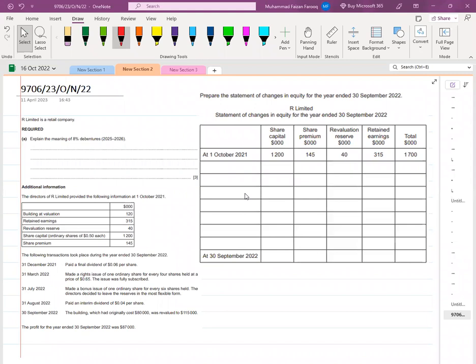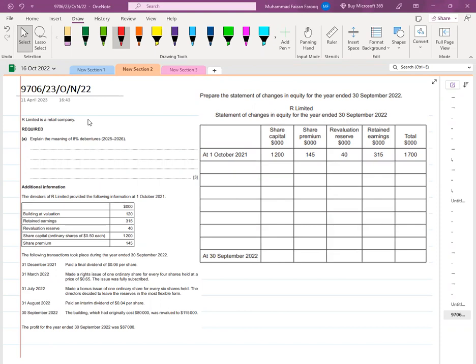This is October-November 2022, paper 23, question number 3. This question is for a limited liability company. As is the normal practice of the examiner, he is mixing theory with the numeric question.